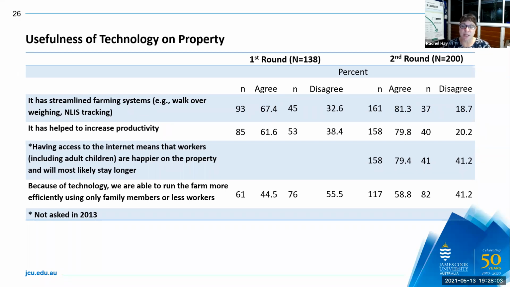And having connectivity and having workers available is extremely important to Australian farming and continuity, to meet our goals. So nearly 60% of the second round respondents agreed that they are able to run the farm more efficiently because they have technology, and that of course supports the claims that technology can make things more efficient. Interesting.